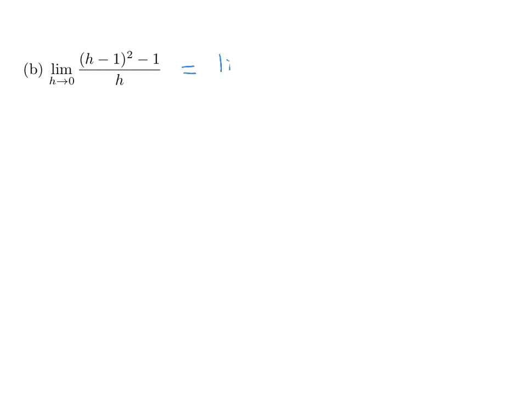This is equal to the limit as h goes to 0 of (h minus 1) squared is, well, you square the first term and you square the last term, but you get minus 2h as your middle term. Then there is a minus 1 that is still there, and this is all divided by h.